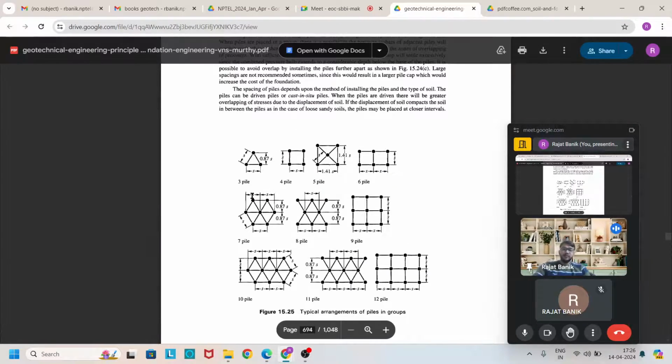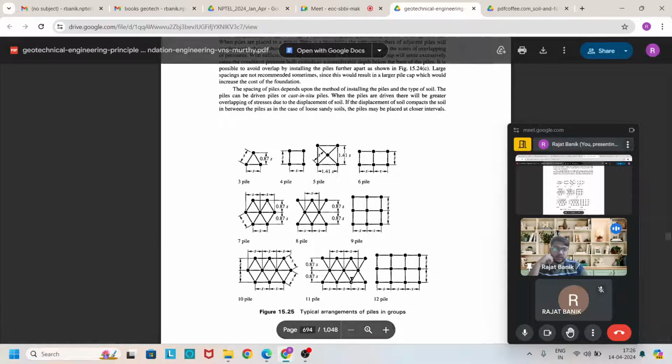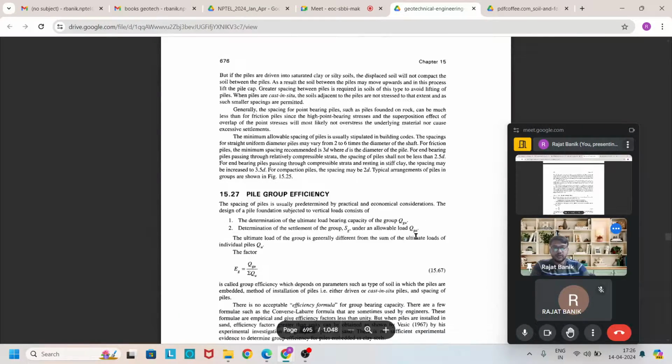And these are the different types of arrangement of the pile foundation in a group. If you use three piles, these are the arrangements. If you use four piles, these are the arrangements, with 5, 6, 7, 8, 9, and more up to 12.